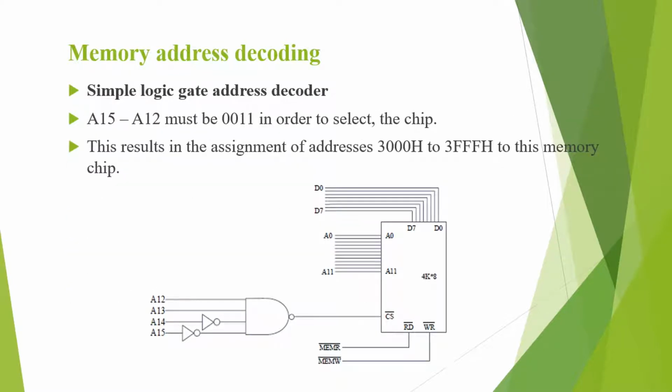As shown in the figure, the higher address bits of the microcontroller, A15 to A12, are used to activate the chip select pin. The value set for these pins is 0011 based on the connection done to the NAND gate, so that the output of the NAND gate is active low. This will result in the assignment of addresses 3000H to 3FFFH to the memory chip. The other address pins of the microcontroller, A0 to A11, are connected to the address pins A0 to A11 of the memory chip, and the data pins D0 to D7 of the microcontroller are connected to the data pins D0 to D7 of the memory chip.